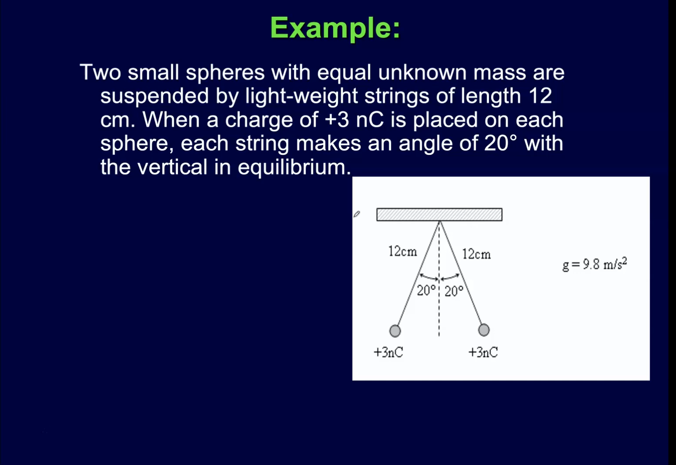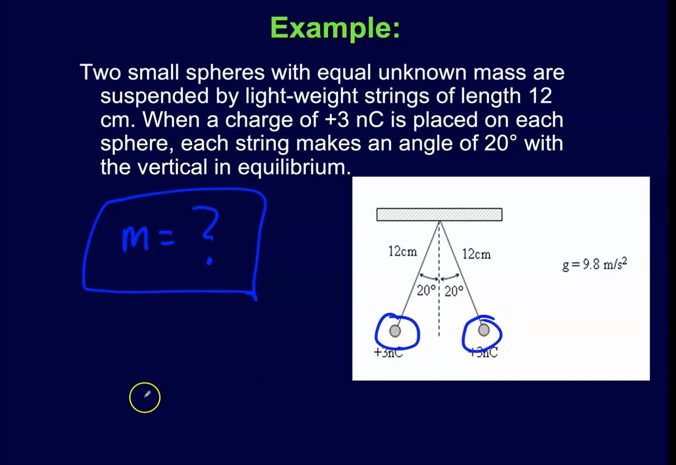So let's go through and do this example here. This is an old test question. It says two small spheres with equal unknown mass, we don't know what their masses are, are suspended by lightweight strings of length 12 centimeters, as in this picture. When a charge of 3 nanocoulombs is placed on each sphere, each string makes an angle of 20 degrees with the vertical in equilibrium. In this test problem, you were tasked with finding the mass of those particles. So what is their mass?